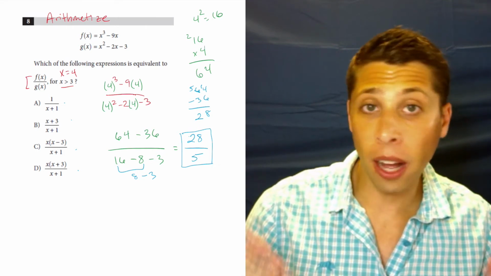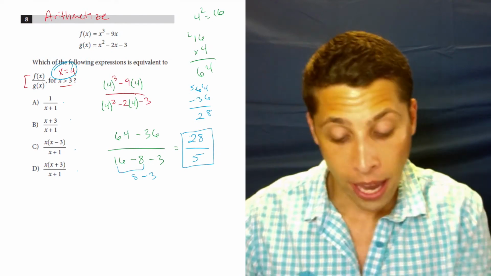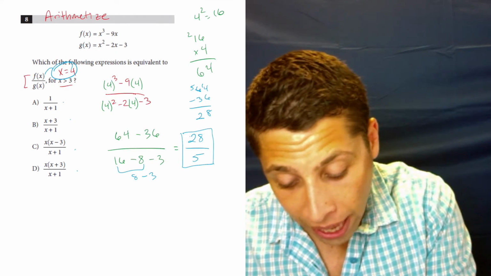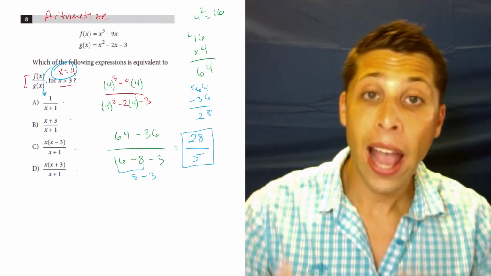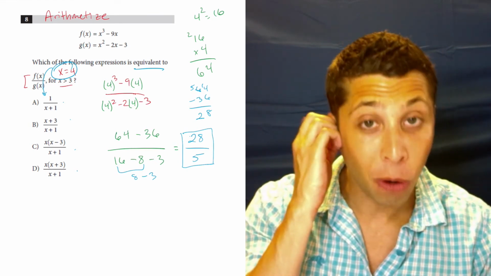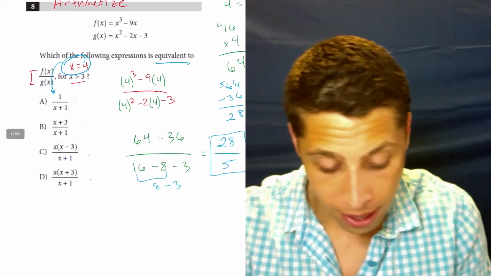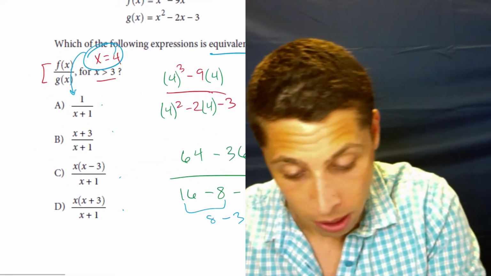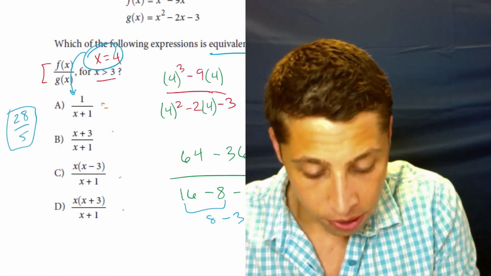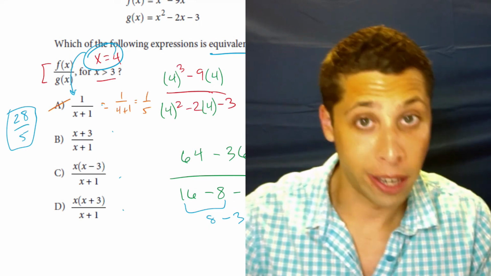And now the other final step of arithmetize is we need to take the number that we started with, and if we made all the x's in the question into 4s, we need to make all the x's in the answers equal to 4. And since we're looking for an equivalent expression, we better get that same answer, that 28 over 5. So we can see right away with choice A that that's not going to happen. Let me just do this. We want 28 over 5. That's our magic number. And this is going to be 1 over 4 plus 1, so this is just 1 over 5. Not good enough.